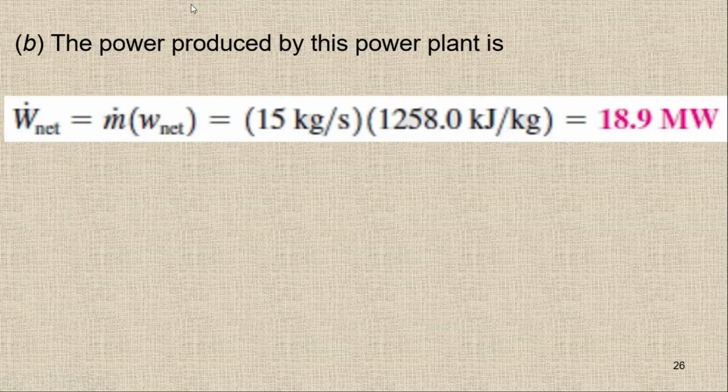So it will be like this. The power produced by this power plant is simply the mass flow rate times the W net, which is 15 kilogram per second times 1258 kilojoule per kilogram, and then you will get around 18.9 megawatt. So this is the power produced by this power plant.